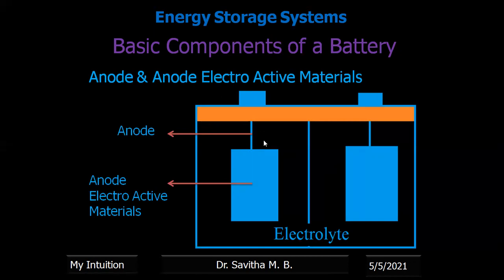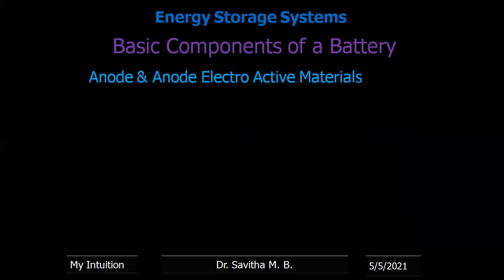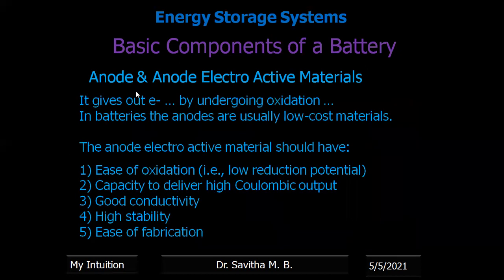Whereas in some other cases, there may be an anode metal which is supporting the electroactive species, that is the anode material, which will actually liberate electrons on oxidation. So that is the anode material. Now what is the anode? Anode is the one which gives out electrons by undergoing oxidation. This in detail we have discussed in the previous video, that is of the oxidation reactions.